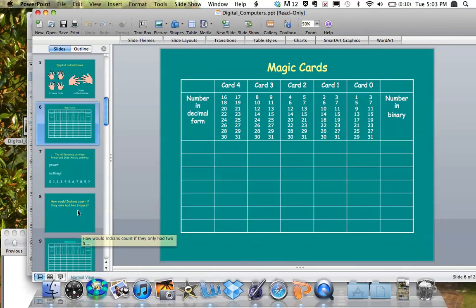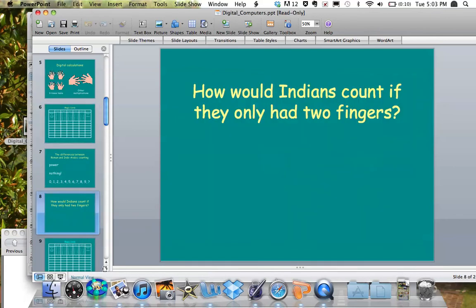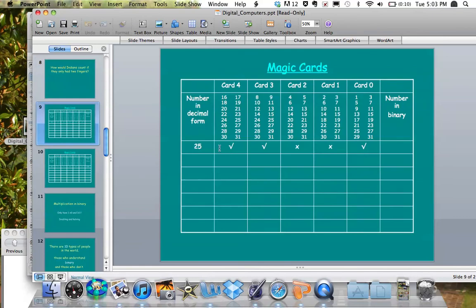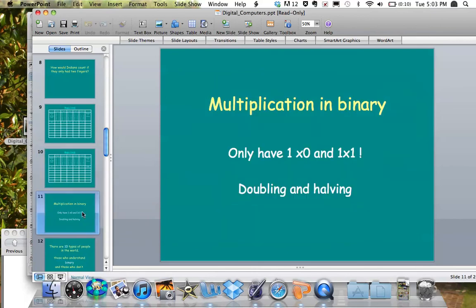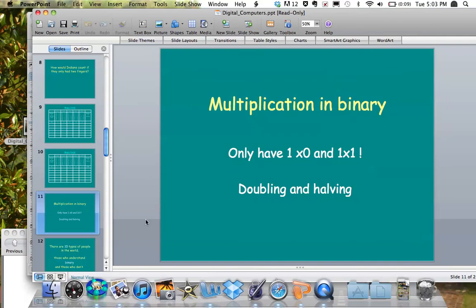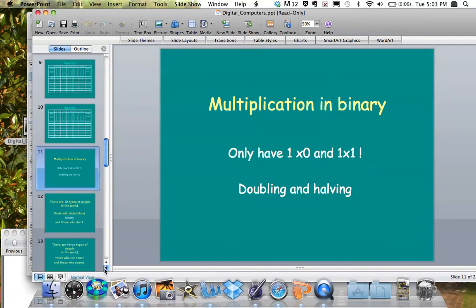A little question there for thinking. And then we can see this example has got tick, tick, x, x, x. And then that's how we write it. So for multiplication in binary, you only have those examples.